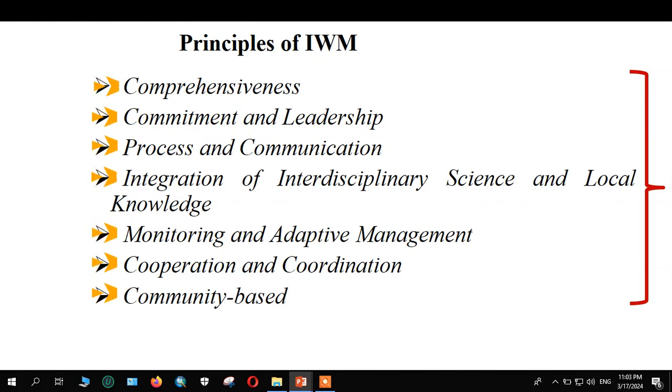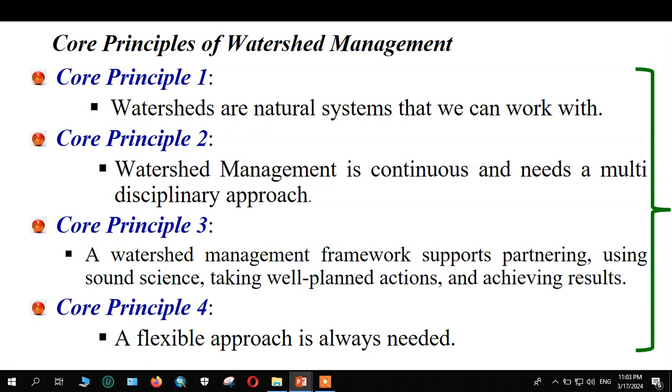So another key point is the principles of IWM. The first principle is comprehensiveness, commitment and leadership, processes and communication, integration of interdisciplinary science and local knowledge, monitoring and adaptive management, cooperation and coordination, community based. These are the principles. Core principles of watershed management.